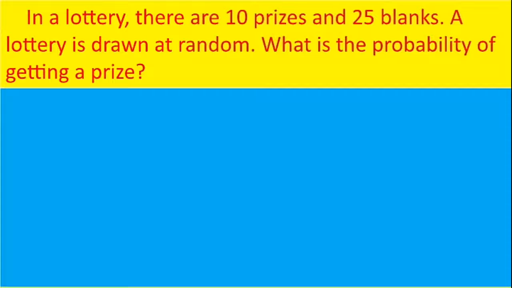In a lottery, there are 10 prizes and 25 blanks. A lottery is drawn at random. What is the probability of getting a prize? What is 10 plus 25? 35. So n of S equals 35.